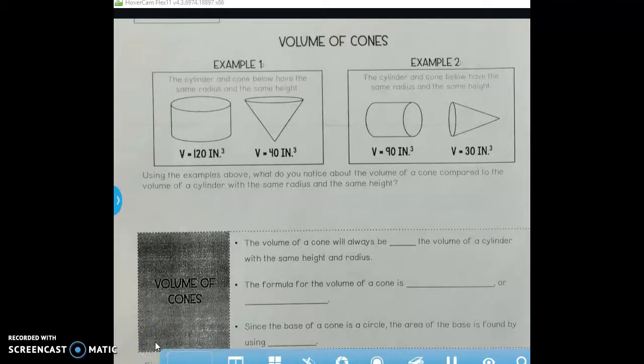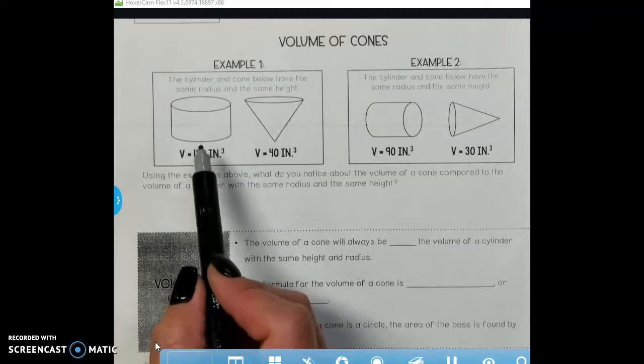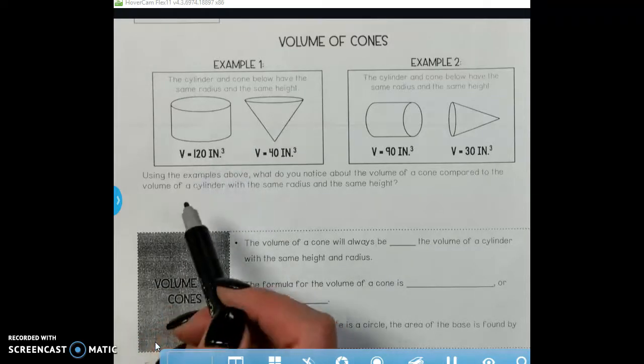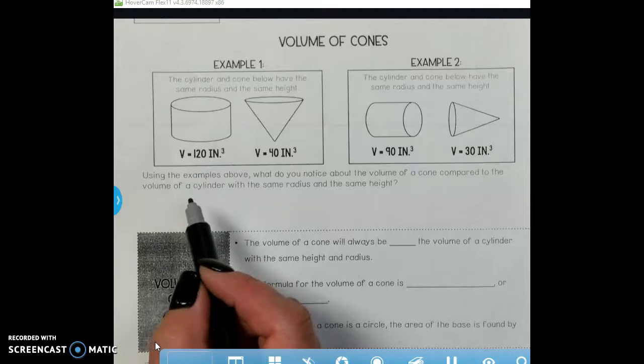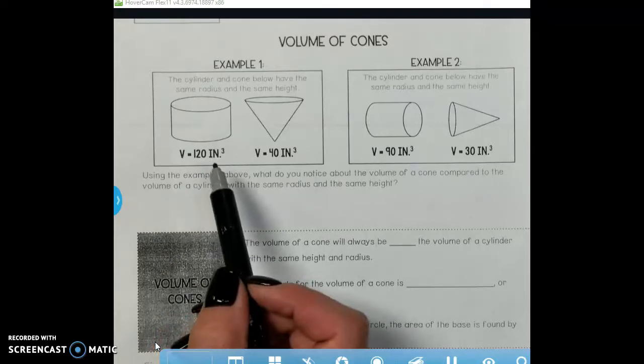We're going to continue our discussion regarding volume of three-dimensional shapes, and in this video we're going to talk about volume of cones. We've discussed the relationship between prisms and pyramids. Cones and cylinders are very similar, identical in this particular relationship. So let's take a look at our examples.